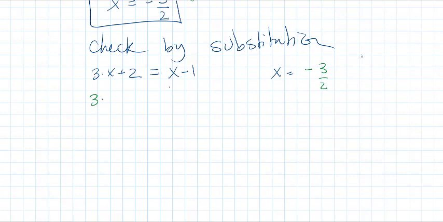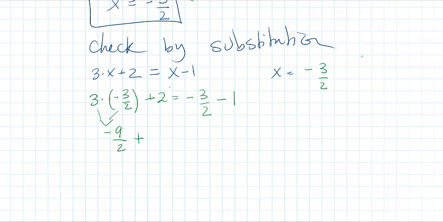3 times, and instead of x, I'm going to write minus 3 halves, plus 2 equals minus 3 halves, or negative 3 halves, minus 1. Okay, what do we have on the left? We have 3 times negative 3 halves. That's negative 9 halves. Let's write out 2 as an improper fraction. We'll write it out as 4 halves, right? 2 is equal to 4 halves.